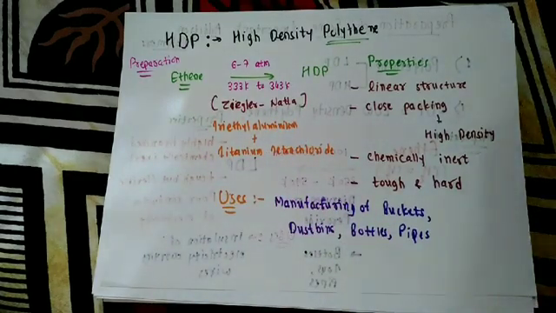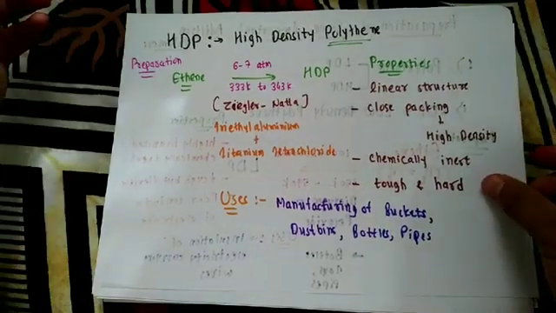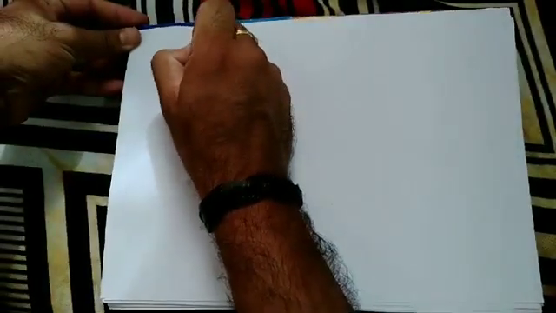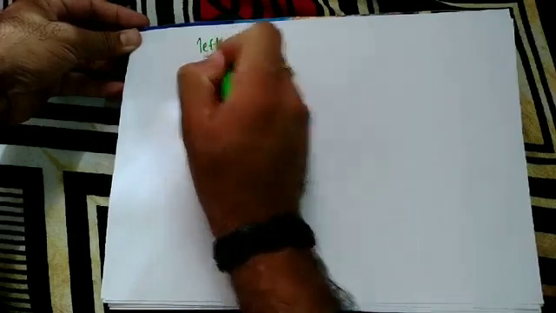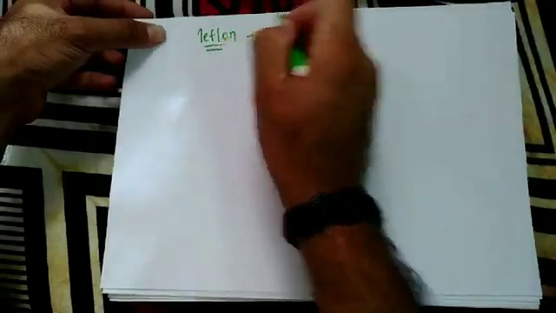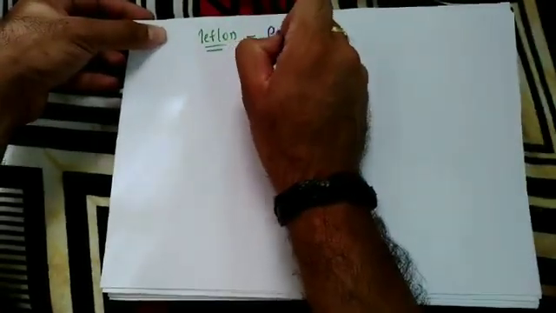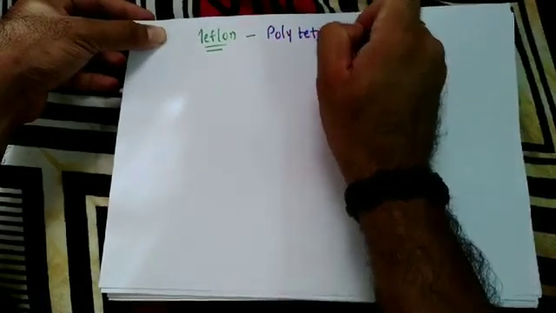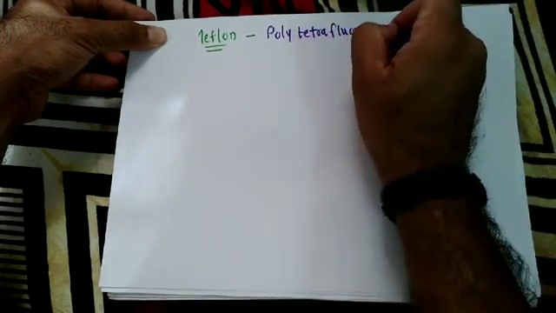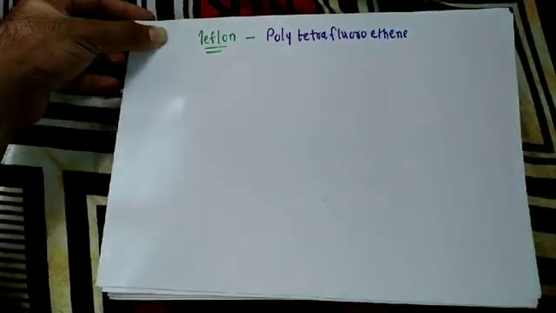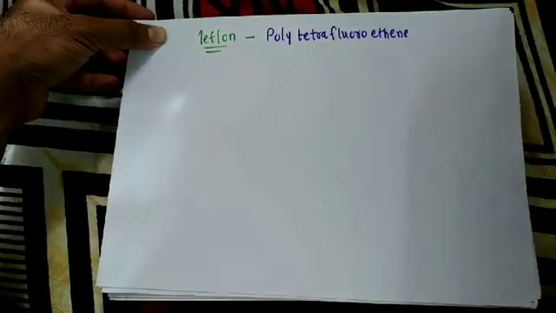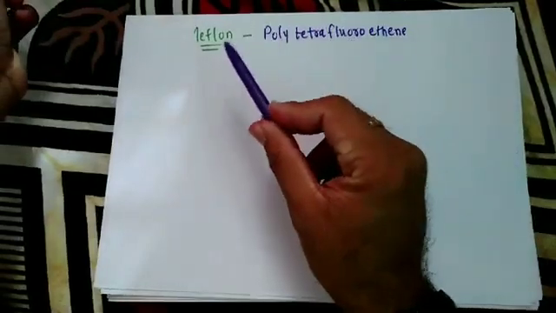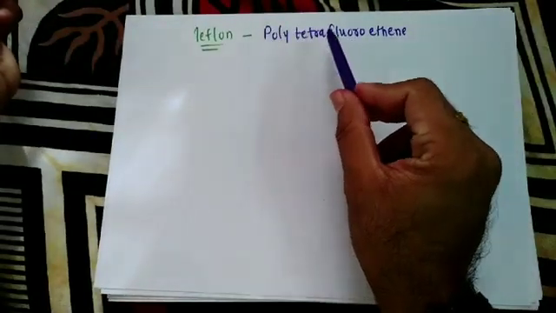Now we are going to discuss the third addition polymer, and the name is Teflon. Teflon is also known as polytetrafluoroethene. The commercial name is Teflon. In the exam they can ask about Teflon, or they can ask about polytetrafluoroethene.